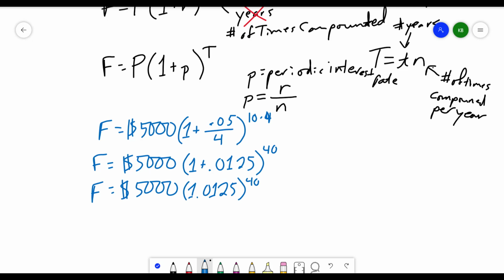Remember, we're going to do the exponent part first. So 1.0125 raised to the 40th power. And then we can multiply by our $5,000. So we'll get a future value of $8,218.10.